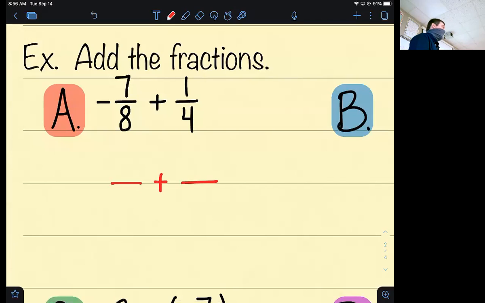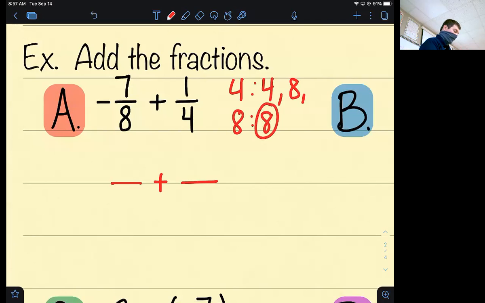8. I'm looking for the first multiple of 4 that's also a multiple of 8. Now, don't get multiples confused with factors. Factors are smaller, multiples are bigger. So when I'm looking at multiples, I'm thinking 4 times 1 is 4, 4 times 2 is 8, 4 times 3 is 12. And when I'm thinking multiples of 8, I do the same thing. And 8 is the first time they're both going to intersect. That's how I find my least common denominator.